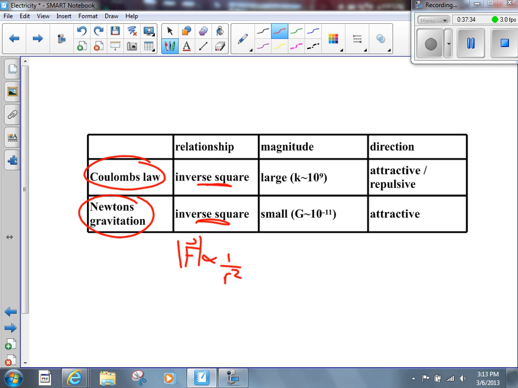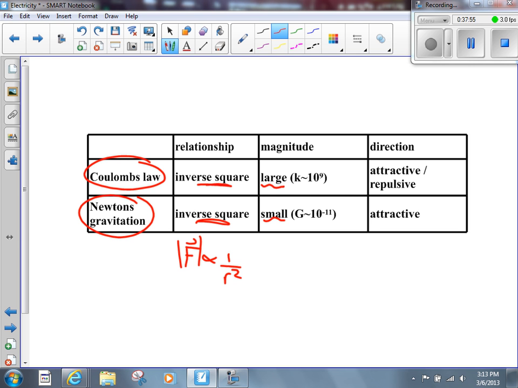The magnitude, well, the electric force, the Coulomb's law force, tends to be a big force, whereas gravity, although we think of it as a big force, isn't really very big. Gravity, in the grand scheme of things, is a very small force. There's 4 fundamental forces that exist in the universe. Gravity is one of them. Gravity is the smallest of the 4.